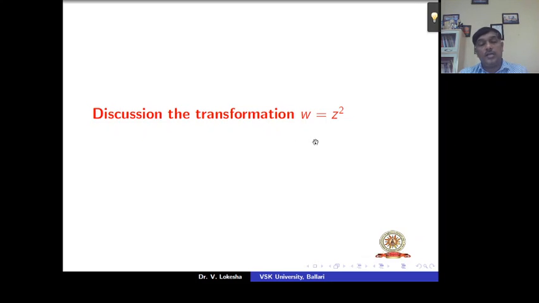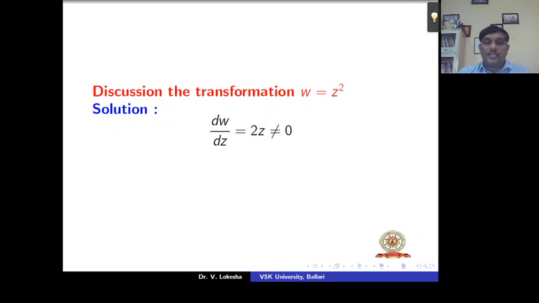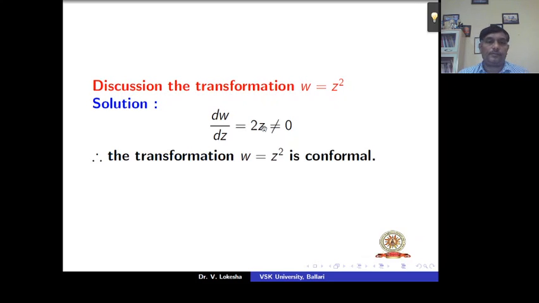This is one example. Now we will discuss another example. w is equal to z square. First we check where it is analytic or not. You can see dw by dz is equal to 2z. It is conformal only when it is not equal to 0. This function is not conformal at z is equal to 0, and at all other points it is conformal. The transformation w is equal to z square is conformal except at z is equal to 0.